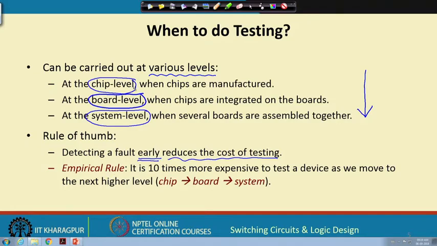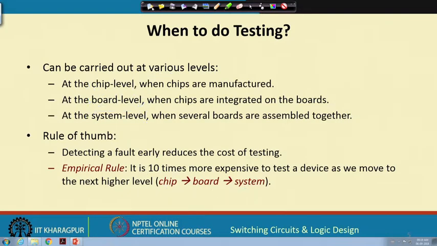As you move from one level of hierarchy to another, chip level, board level, system level, it becomes 10 times more expensive to test the device when you go from chip to board or board to system. So, it is always good to test a circuit at the level of the chip as soon as they are manufactured.